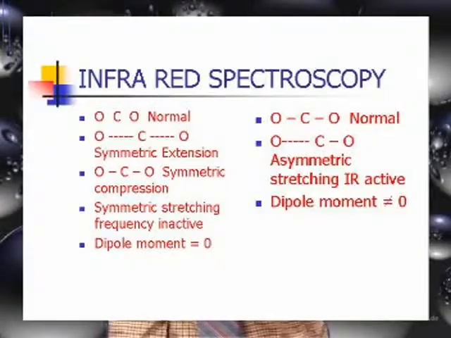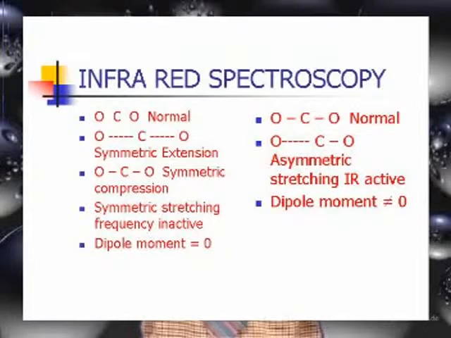Carbon dioxide has IR spectra. For example, symmetric extension and symmetric compression is IR inactive. At the same time, in asymmetric stretching, one bond is extended, another bond is compressed. It is nothing but what is called IR active. Therefore, the asymmetric stretching form of carbon dioxide is IR active. Generally, change in dipole moment creates an IR active form.